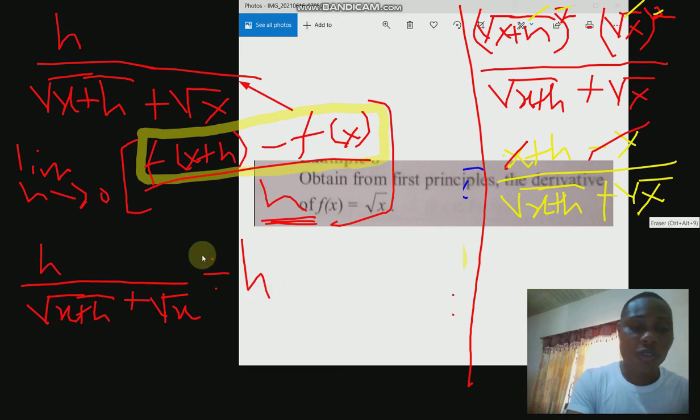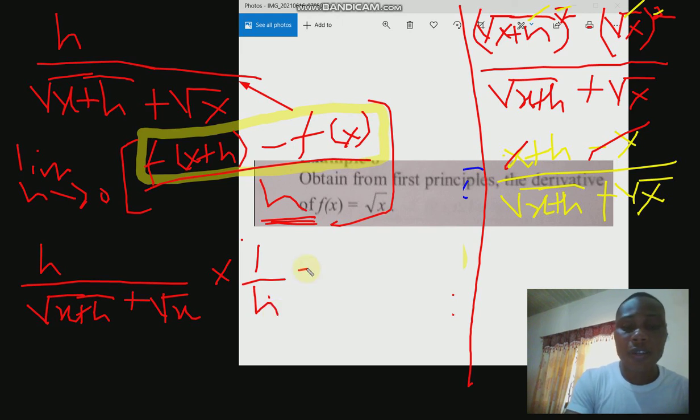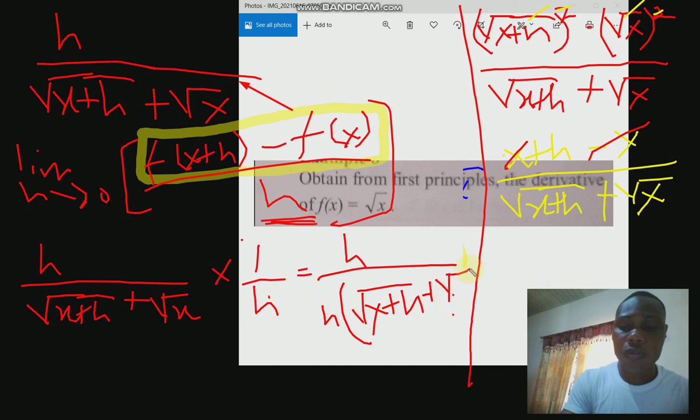If I change it to multiplication, everything will turn upside down. That will be multiplied by 1 over h. Then this h will multiply it down here. That will give me h over h times the square root of x plus h plus root of x. See, that's what I'll get.